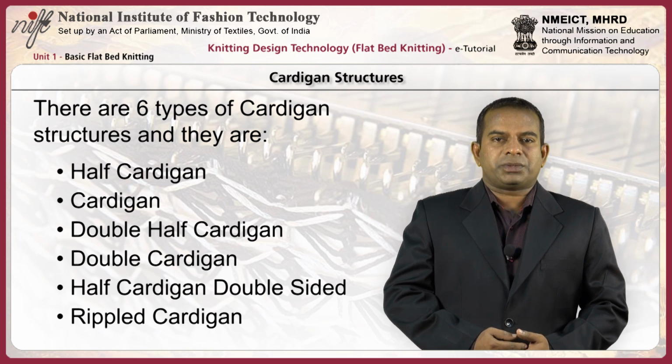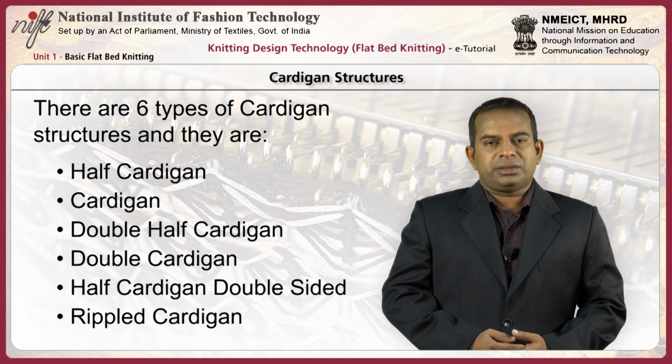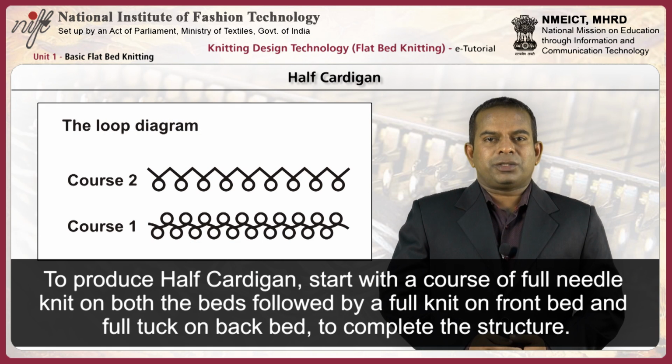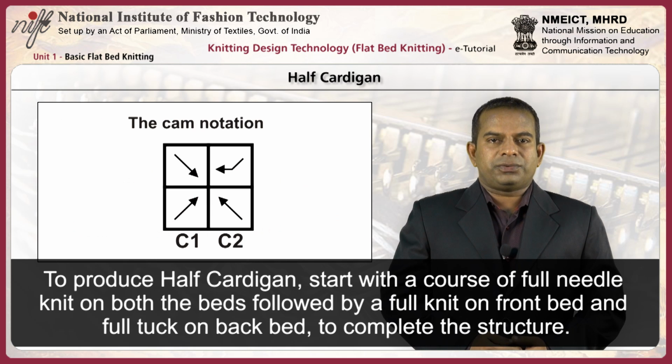There are 6 types of cardigan structures, and they are as follows: half cardigan, cardigan, double half cardigan, double cardigan, half cardigan double sided, and rippled cardigan. To produce half cardigan, start with a course of full needle net on both the beds followed by a full net on front bed and full tuck on back bed to complete the structure.